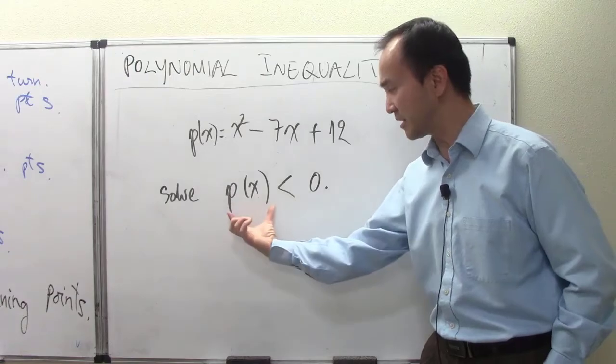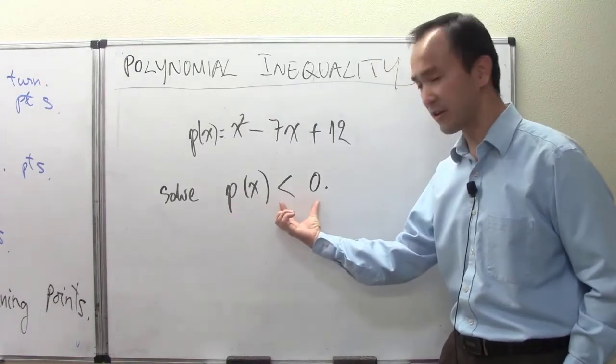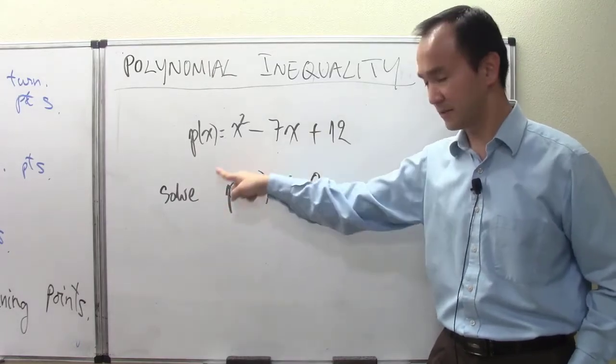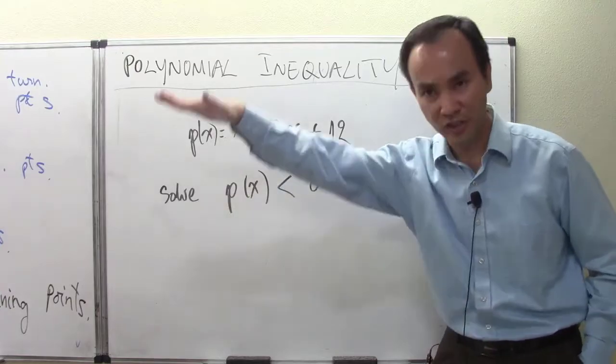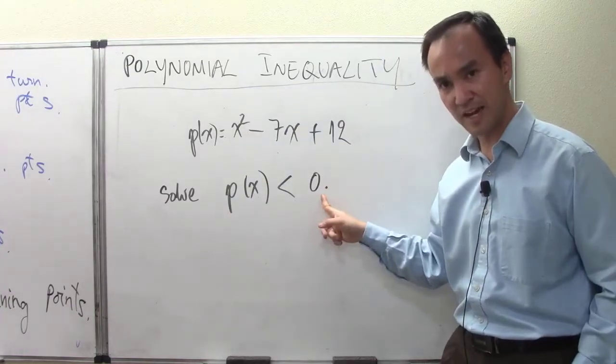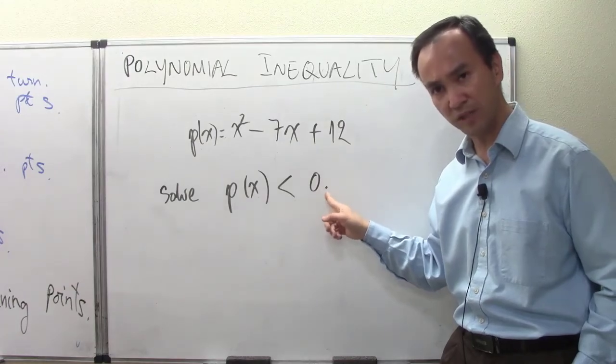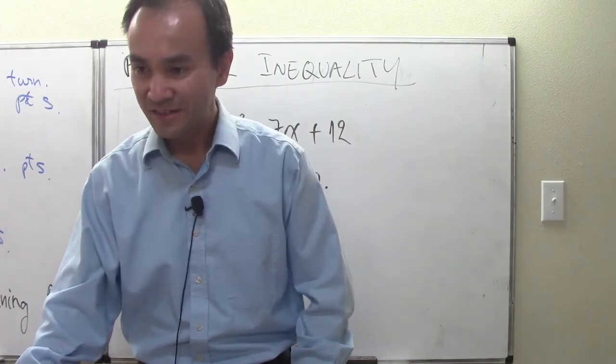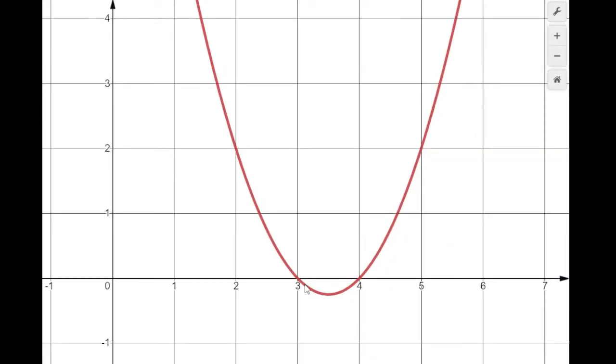So less than 0 here means, this is the graph in red, and less than 0 means we want to find the interval where the polynomial graphically falls below the x-axis, because the x-axis is the line y equals 0 right here. Graphically we can estimate that we have two zeros from the graph, one at 3 and one at 4. And right here in the picture, that is the only interval where p of x falls below the x-axis.